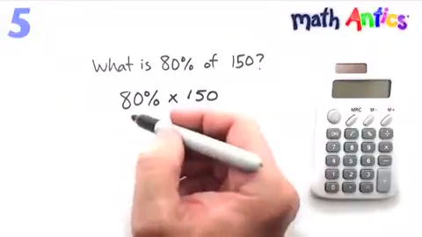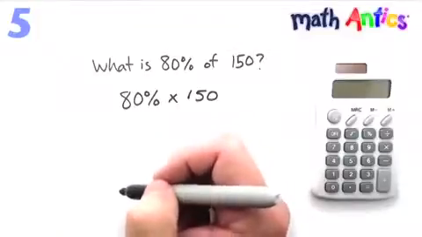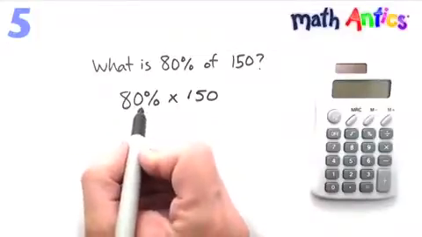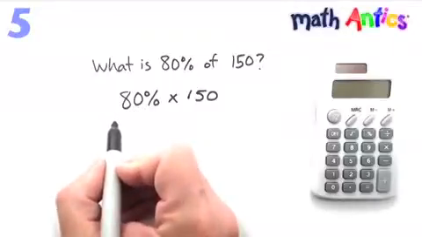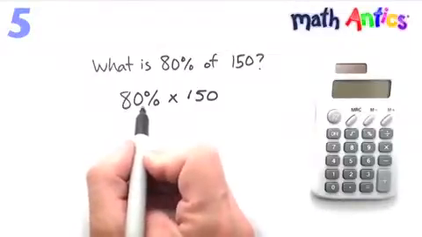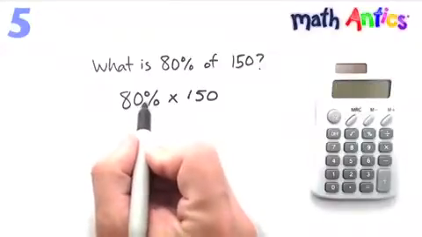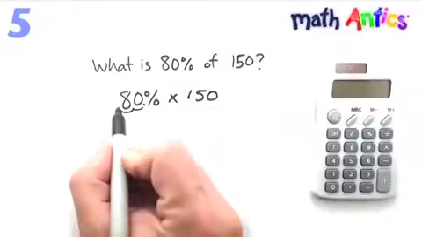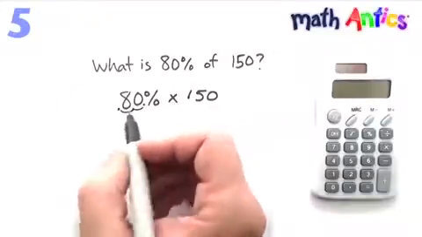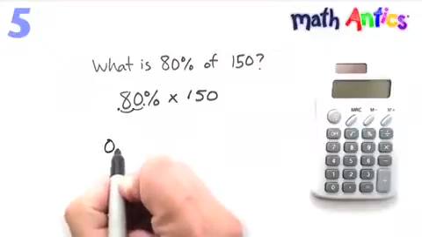Now, instead of writing it in its fraction form, we're going to write it in its decimal form. You take the percentage and move the decimal point 2 spaces to the left. There's not a decimal point written, but at the end of a whole number, you can always imagine that there's a decimal point there. So we move that 2 spaces to the left, which puts it in front of the 8. So we'll put a 0.8.